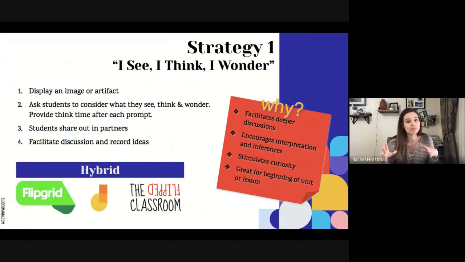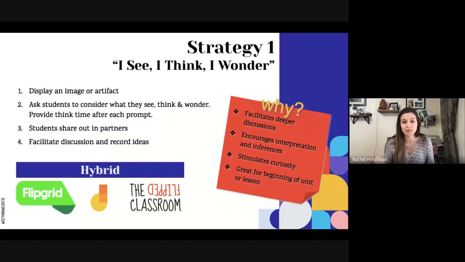But you would display an image or an artifact for your students. Ask students to consider what they see, think, and wonder. And then students share out in partners. Then you can bring those partners back and facilitate a discussion and record ideas. So why might we use this strategy?